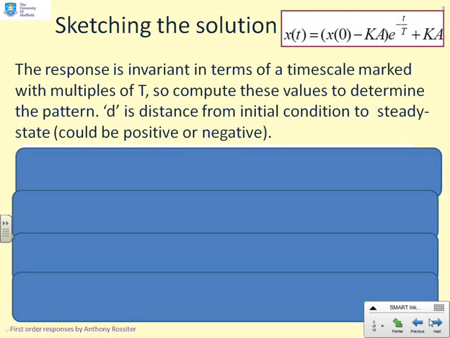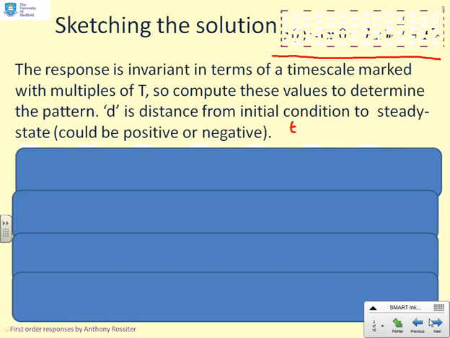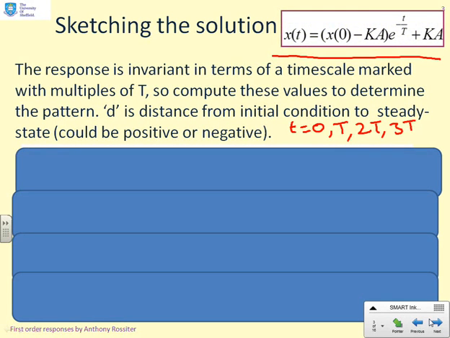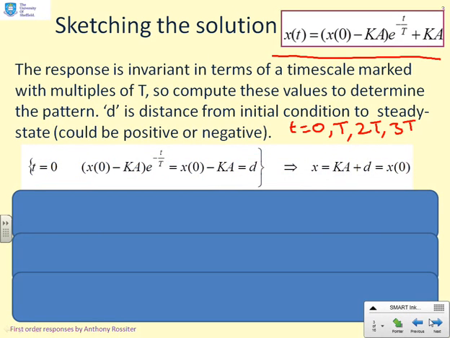So here we go. Before we start, we want to extract some key observations about the system behaviour. You'll notice I've put in the top right hand corner of this screen, so we don't lose it, the solution we're looking at: x of t equals (x of 0 minus KA) e to the minus t over T plus KA. What we're going to do is look at this solution at specific times. So the times are going to be t equals 0, T, 2T, 3T, and so on, because those are the key points that we might want to use in order to get our sketch. So first, let's have a look at t equals 0.